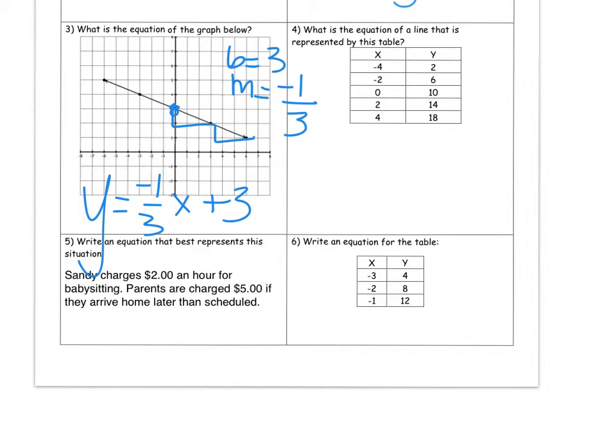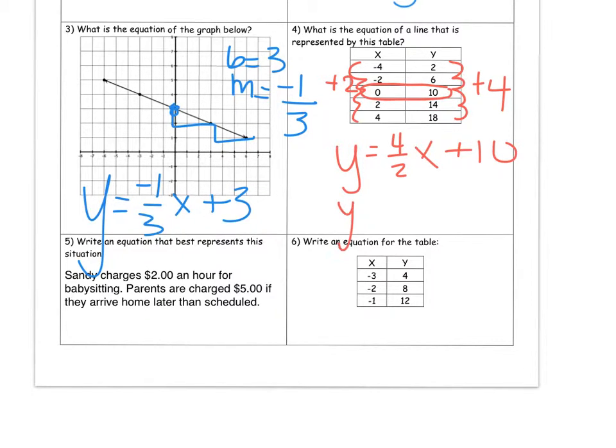Okay, equation of the table. This is going up by 4, and this is going up by 2. So this is y equals 4 over 2x, and then don't forget we look for the 0 plus 10. I can make this look prettier though because 4 divided by 2 is 2. So we should simplify if we can.